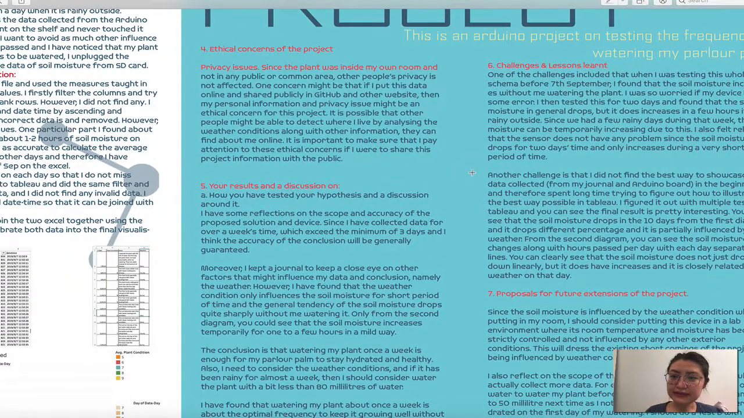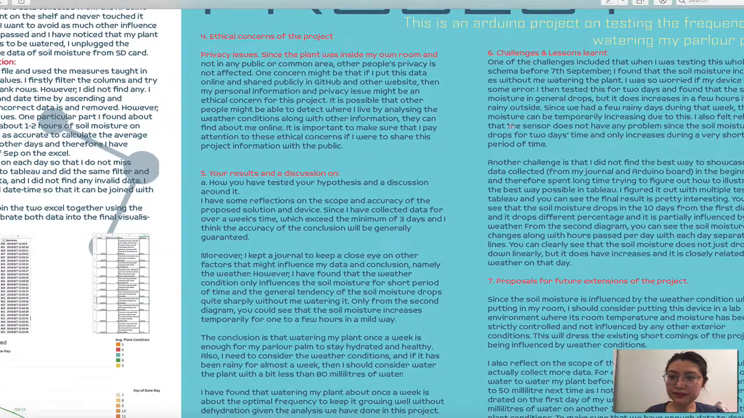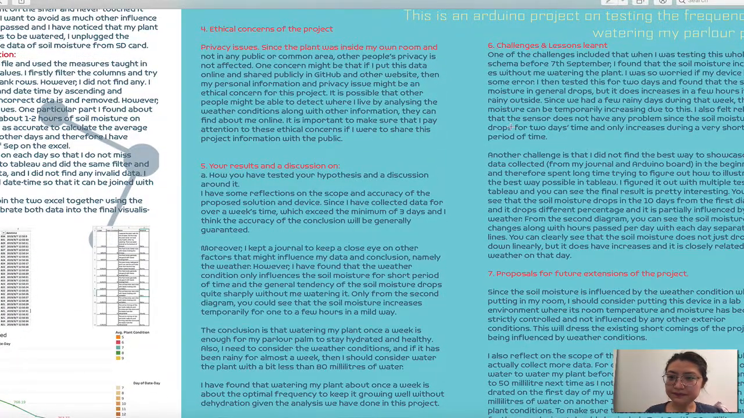The challenges and lessons I've learned. One of the challenges is that when I was testing the whole system before the final testing, I found the soil moisture increases without me watering the plant. I was originally worried that my sensor was broken. However, when I tested for over 2 days, I realized that the soil moisture does drop during the 2 days. It only rises temporarily when it is raining outside.